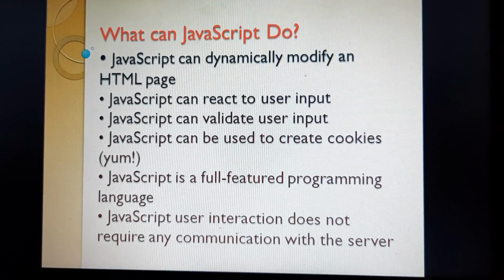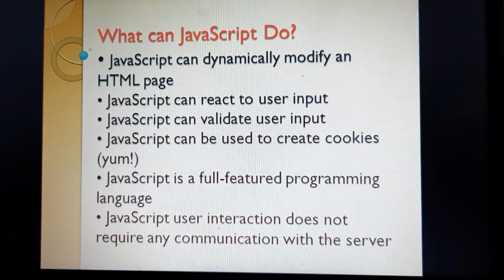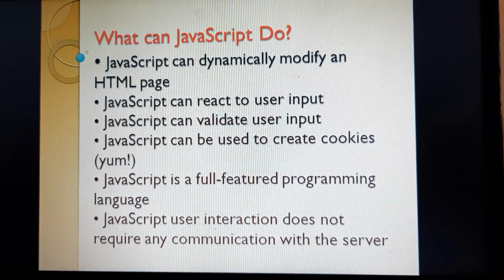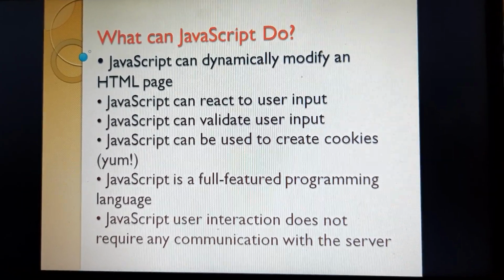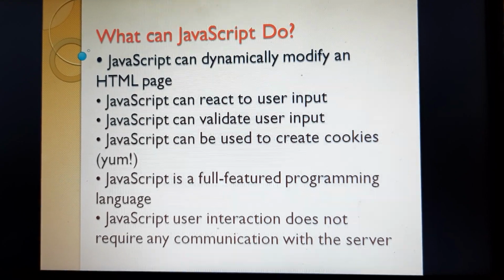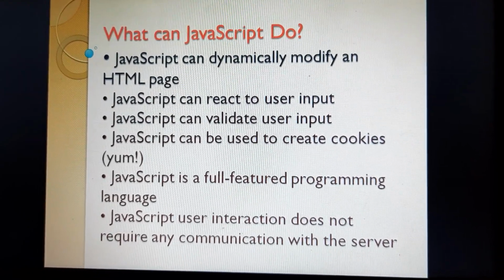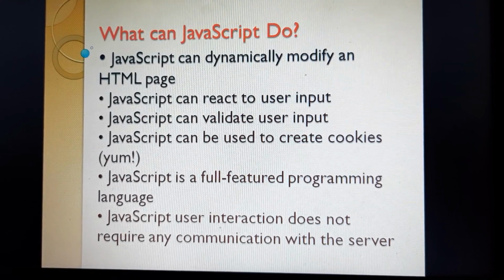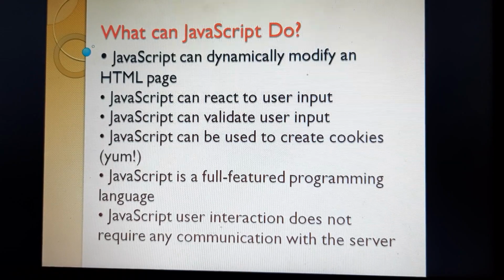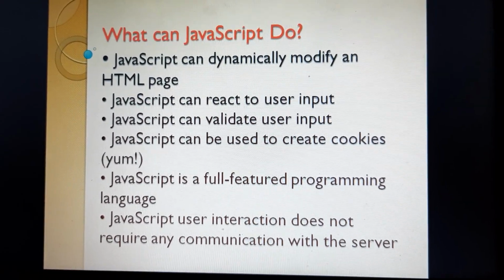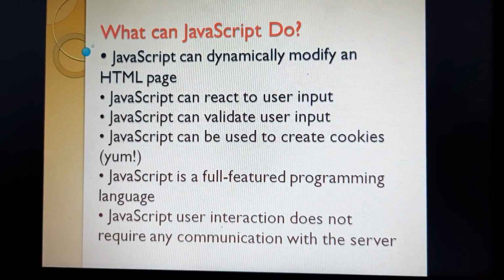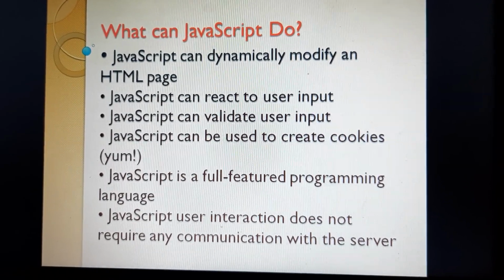JavaScript user interaction does not require any communication with the server. When the code is interpreted in the browser, it doesn't require any communication with the server. Once the data has been uploaded into your browser, once we receive the information from the server, all the interpretation and interaction take place in the browser.